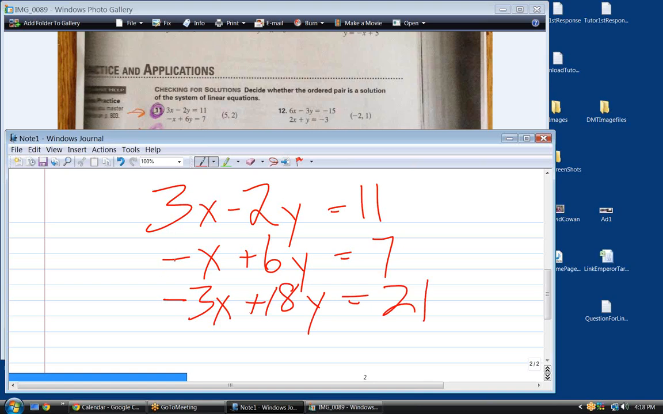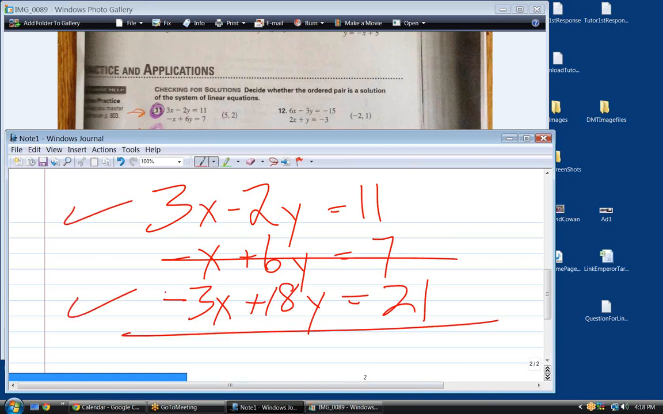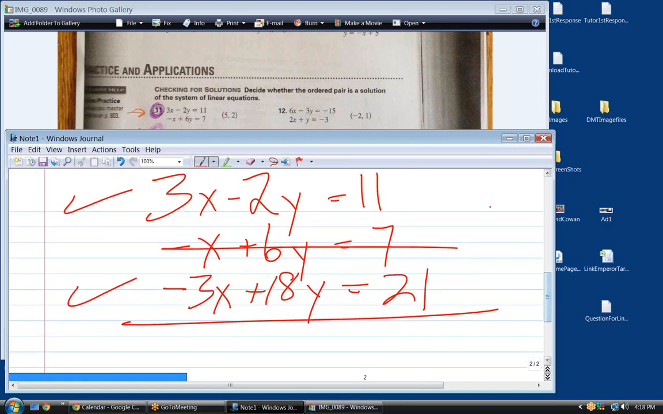I have to multiply both sides by 3. See what I did? Okay. Now, I can still add that to that. In other words, I didn't change equation number 2.